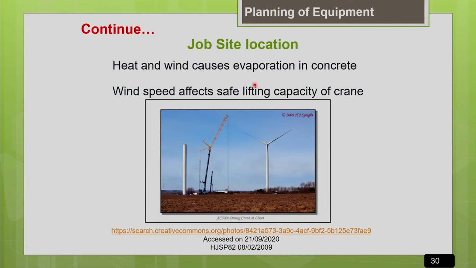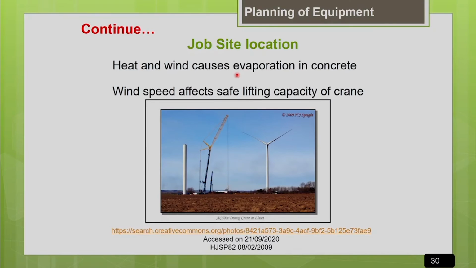So that is what we discussed in the earlier slide also. If your concrete is going to be exposed to a very high temperature, you can see that it will result in the evaporation of water from the concrete. So even during the process of making of concrete, it may result in evaporation. If it results in evaporation, it will affect the workability of your concrete. So in those high temperature places, you should have a provision to protect the concrete from the high temperature, even during the process of making of concrete.